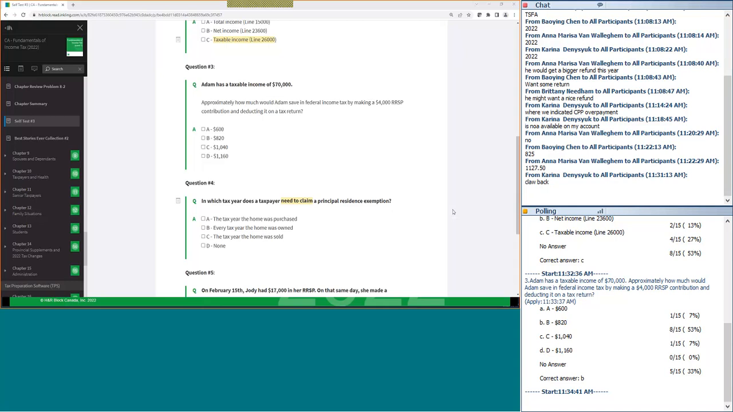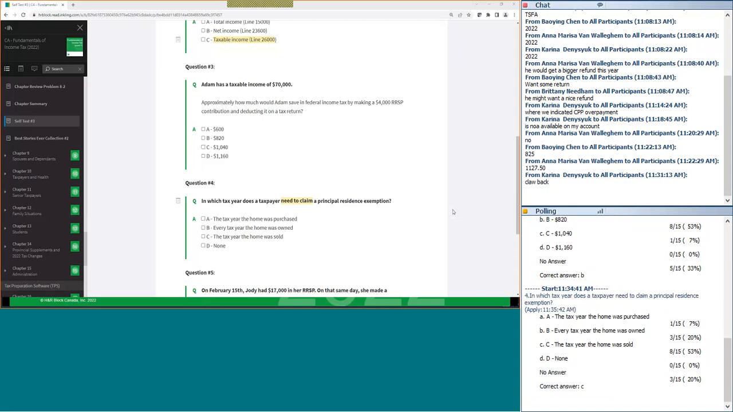Let's see how we did on this one. Okay, almost everyone got that one right, which is correct. You don't have to report it every single year. You don't have to report it when you buy it. You have to report it when you sell it. You always have to report the sale of a capital asset on a tax return. If you want it to be exempt from tax, you need to ask for it to be exempt from tax when you sell it. So that's how I remember this one.